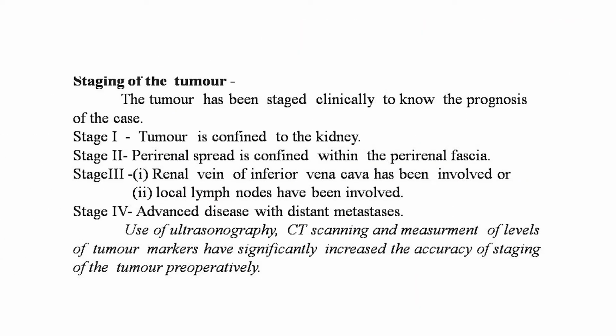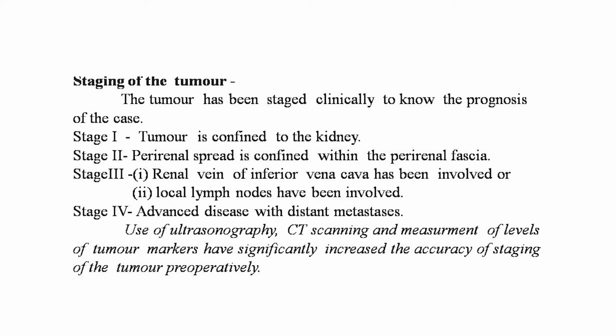The tumor has been staged clinically to know the prognosis of the case. Stage 1: tumor is confined to the kidney. Stage 2: perirenal spread, confined within the perirenal fascia. Stage 3: the renal vein or inferior vena cava has been involved, or local lymph nodes have been involved. Stage 4: advanced disease with distant metastasis.